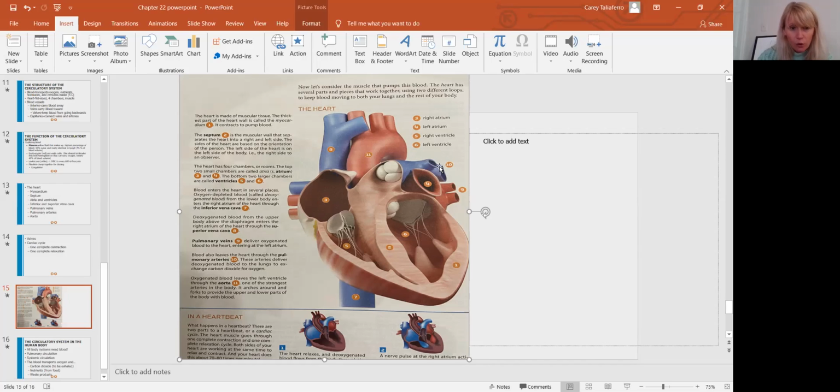Then, what are we going to do with that oxygenated blood as it goes through the lungs? As we talked about with the respiratory system, it's going to pick up some oxygen through those capillaries and diffusion at work. The oxygenated blood leaves the left ventricle through the aorta, and that's number 11 right here. So blood comes up right here, and this is one of the strongest arteries in the body. It arches all the way around and forks to the upper and lower parts of the body carrying blood.